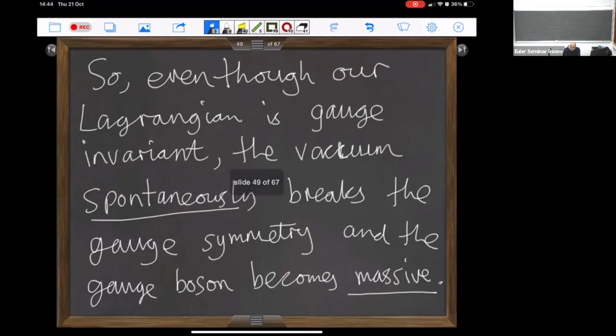So we'll pause there for our regular break, and we'll come back at 54 past the hour, and we'll continue discussing this mechanism.